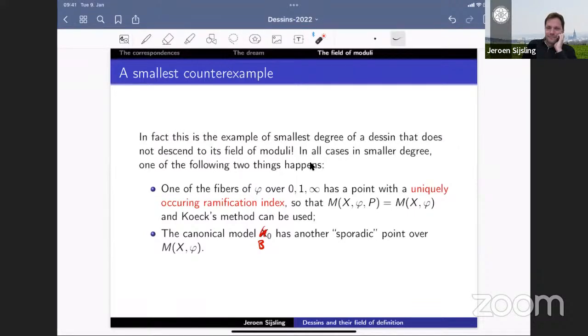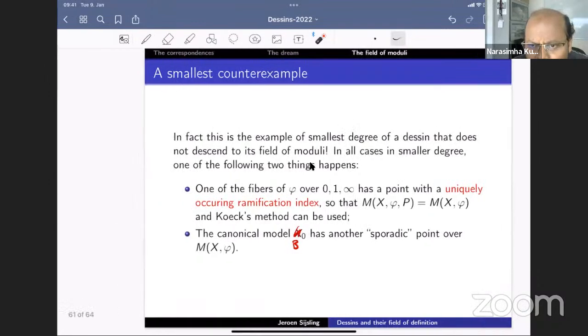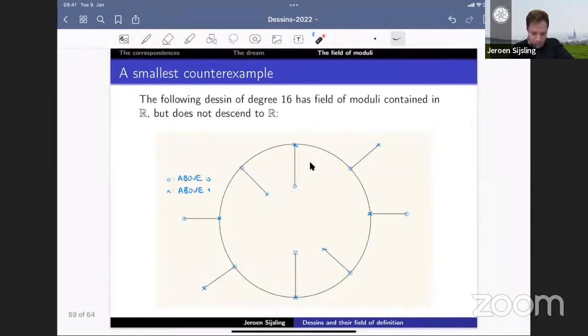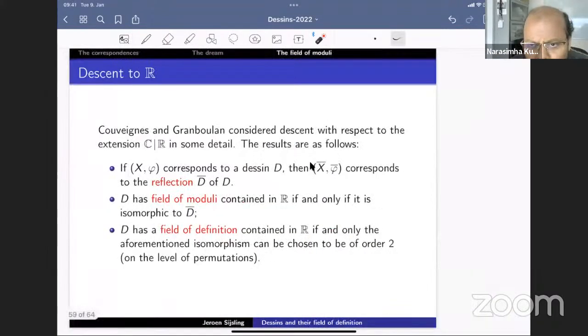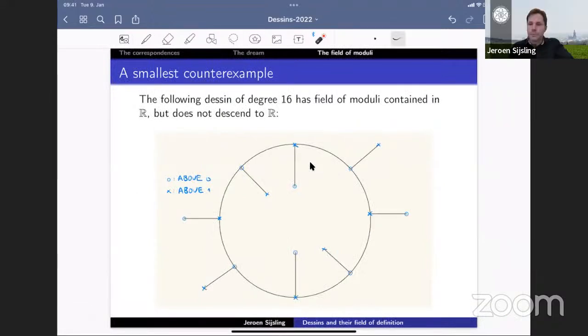Can I ask? Oh, sorry, yes, there was a question. I have two questions. In these examples, can we compute some X naught, phi naught which is defined over the field of moduli? You said this is the smallest counterexample where X comma phi is not defined over the field of moduli. But by definition of the field of moduli, there should be some X naught, phi naught defined over it. So do we know X naught and phi naught in this context?